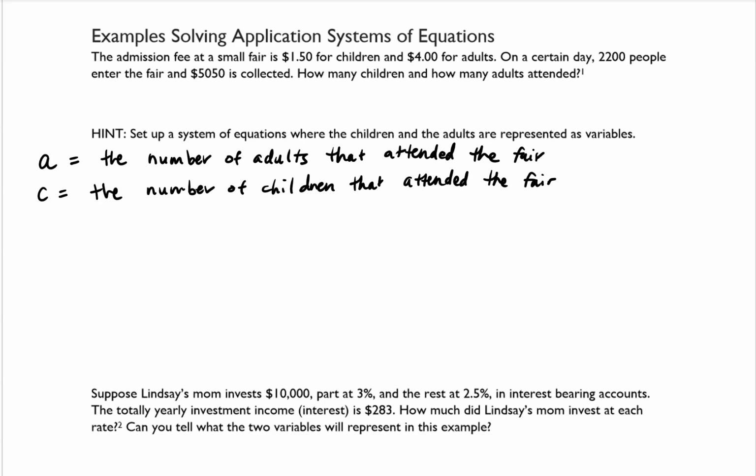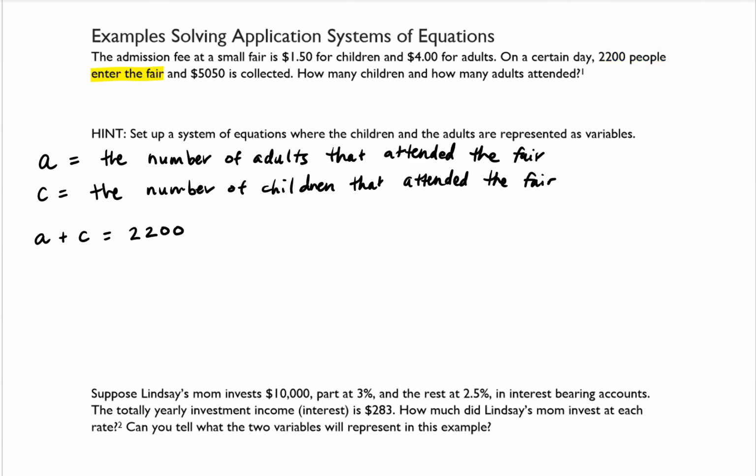Now we want to create a system of equations by creating two linear equations based off the example that we're given above. So the first equation that I can create is based off the number of people that attended the fair. I know that in total, there were 2,200 people, and there's only really two types of people that can attend the fair. It's either going to be children or it's going to be adults. So the equation I can make out of that is that I know that the number of adults plus the number of children that attended the fair has to total 2,200 people.